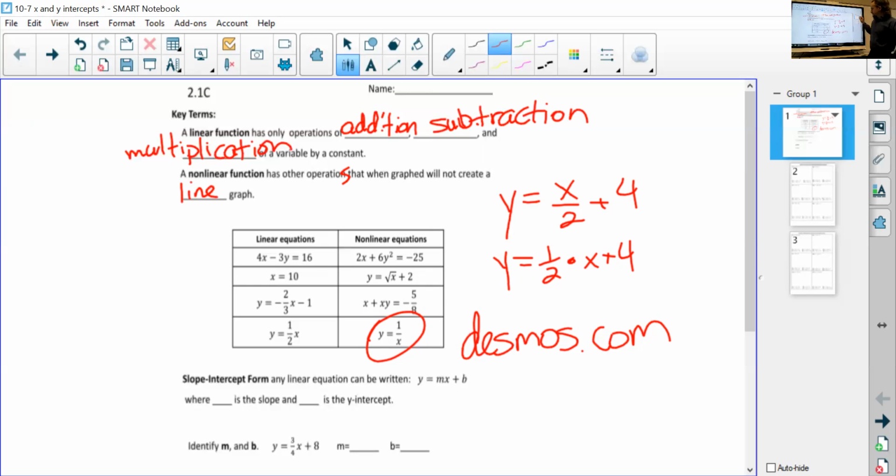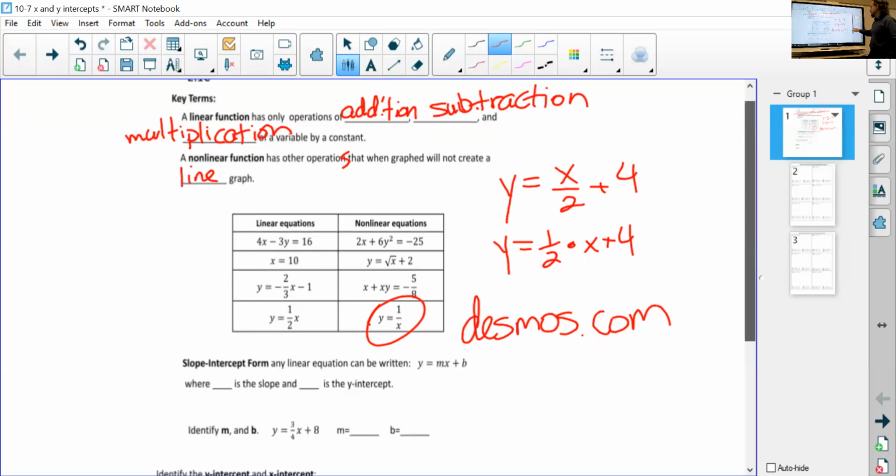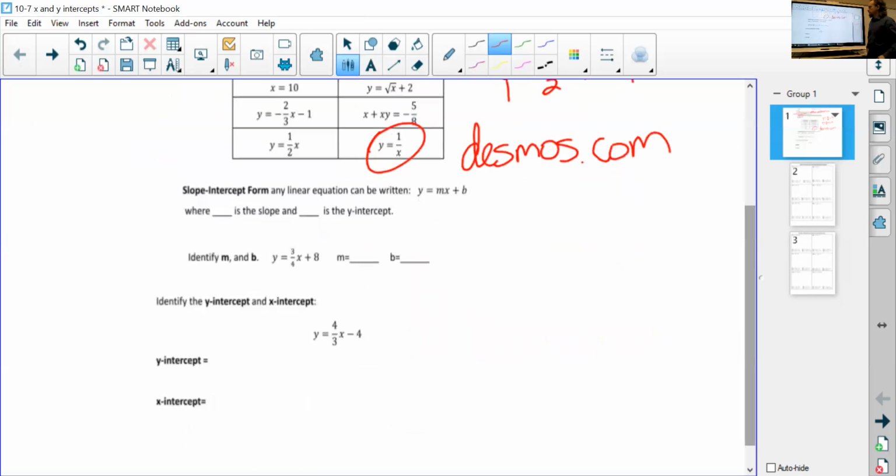Okay. But really our focus is, what is slope-intercept form? And that you should be very familiar with. y equals mx plus b, where m is the slope and b is the y-intercept. Okay. So if they were to give you an equation y equals 3/4 x plus 8, we would say m is the number being multiplied by x, which is 3/4. b is the y-intercept, which would be positive 8.